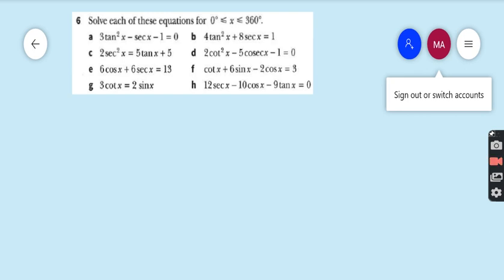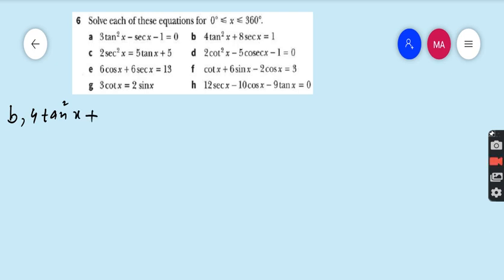What is part B? 4 tan square x plus 8 sec x is equals to 1.